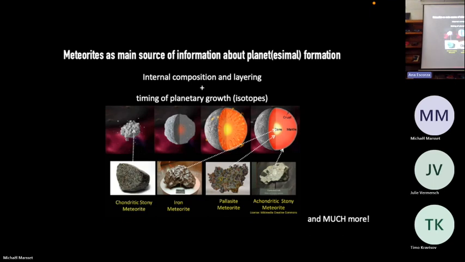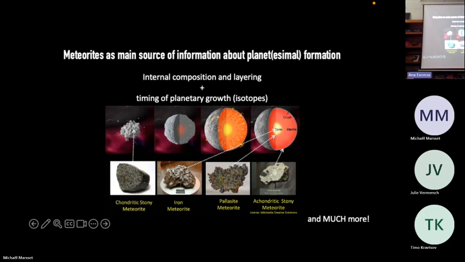They're also a primary source of information about planetesimal and planet formation. So we have differentiated meteorites that come from the interior of differentiated planetesimals, sampling the different compositional layers from the core to the mantle to the crust. And from the isotopic study of these objects, we can get the precise timing of planetary growth from micrometer dust to microscopic aggregates to pebbles and multi-kilometer size objects. So that's all in the first lecture. So you can have a look at this if you're interested.